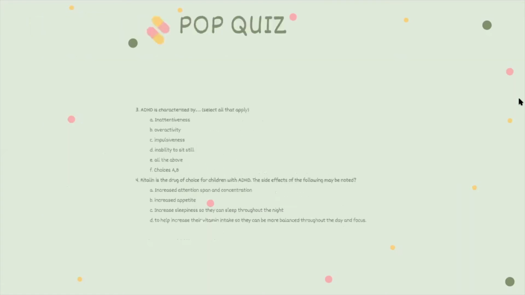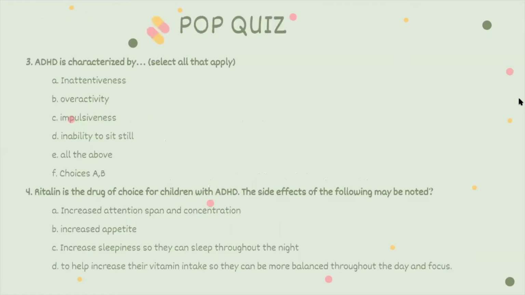So a pop quiz for this section. ADHD is characterized by, select all that apply: A, inattentiveness, B, overactivity, C, impulsiveness, D, inability to sit still, E, all of the above, or F, choices A and B.